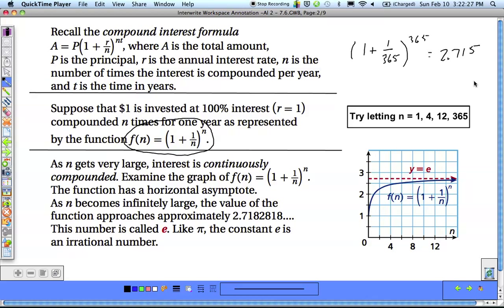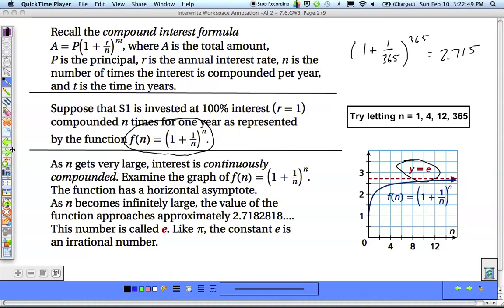If you pick bigger and bigger numbers for n, you're going to find out that it gets closer and closer to e. So this graph itself is going to get closer and closer to a value of e, which is our definition of an asymptote, and it's going to have this horizontal line that it gets closer and closer to, but never reaches. That value that it comes out to be is e.